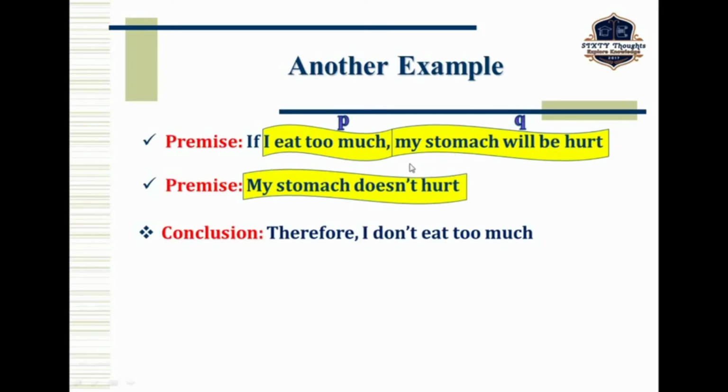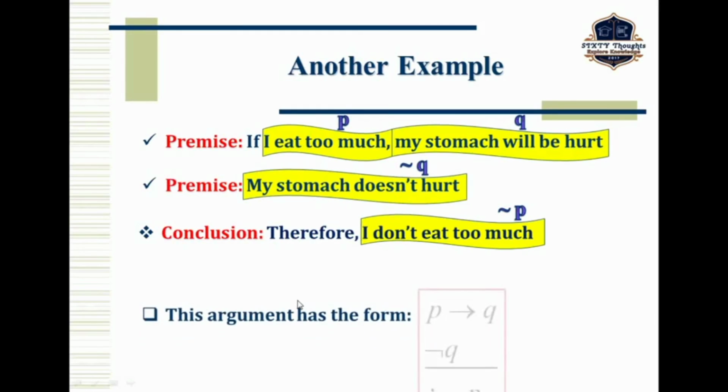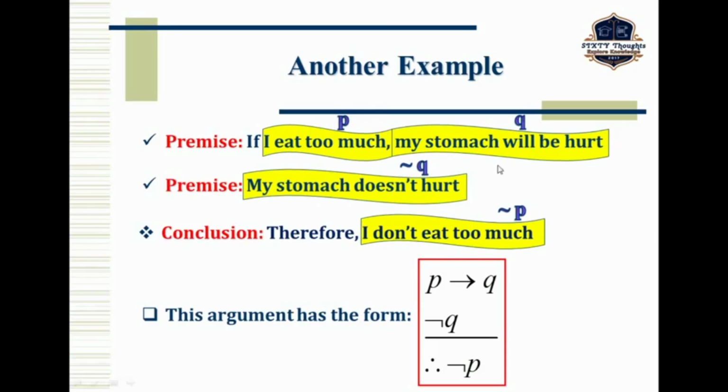Okay. So therefore, using these two premises, we can write the conclusion: I do not eat too much. That is nothing but negation P. Okay. So we write the symbolic form from the given argument. How to write the symbolic form? P then Q. Okay. So what is the second premise? Negation Q. So using these two premises, we can write the conclusion: I do not eat too much. That is nothing but negation P. What is P? I eat too much. We need to prove the conclusion: I do not eat too much.